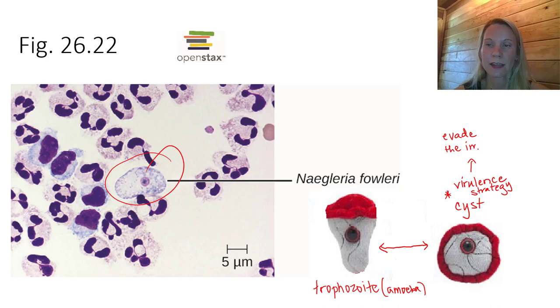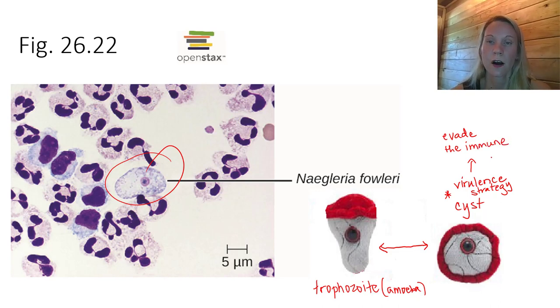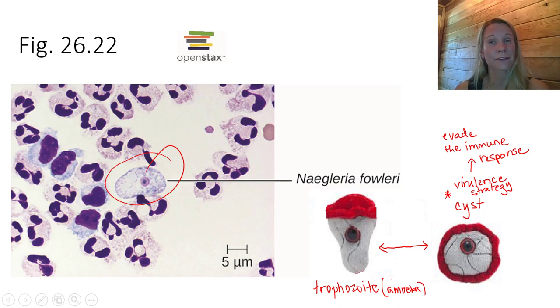The reason being is that the proteins on the surface of the cyst will be recognized by the adaptive immune response and then targeted. But then as it emerges as a trophozoite, it's wearing a whole different surface protein or antigens. So it's a way that the parasite can alternate its surface proteins and evade the immune response.